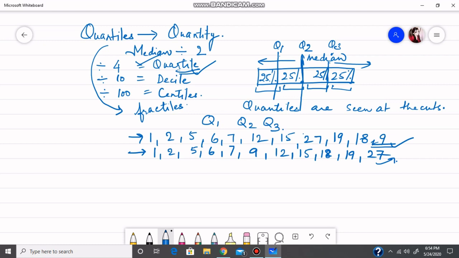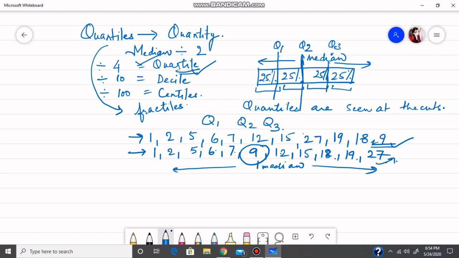So let's count the number of elements that I have. I have 1, 2, 3, 4, 5, 6, 7, 8, 9, 10, 11. So it is an odd scenario wherein I can directly say that 9 is the median. It is dividing the data into 5 elements each. This is the lower quartile and this is the upper quartile.